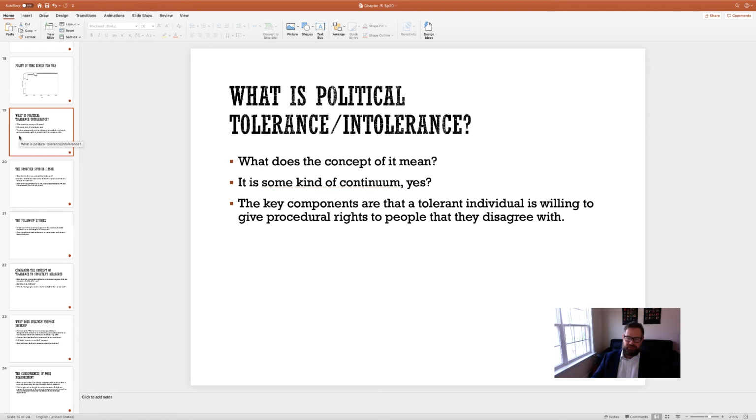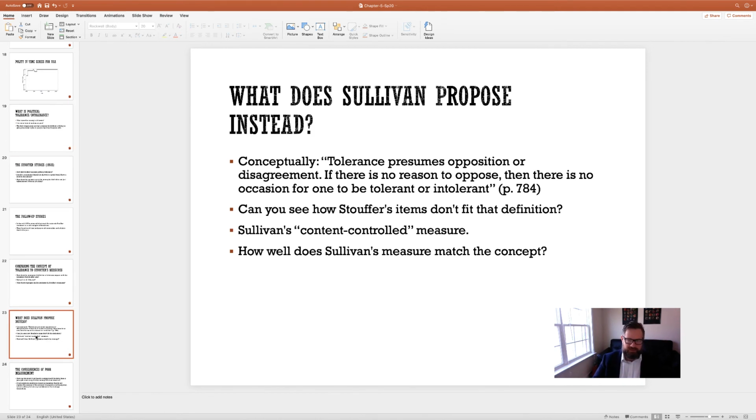If someone is pro-abortion, you need to figure out how tolerant they are towards, let's say, giving the right to speak to people who are anti-abortion. If people are anti-abortion, you need to figure out how willing they are to give people the right to speak who are pro-abortion, and so on. Okay, so I'm not going to go into some of the details about this, but that's what the Sullivan study talks about.